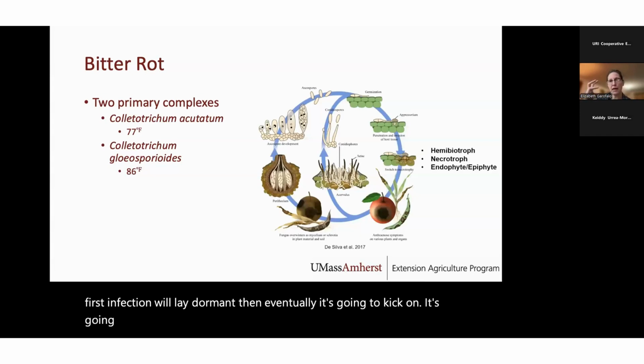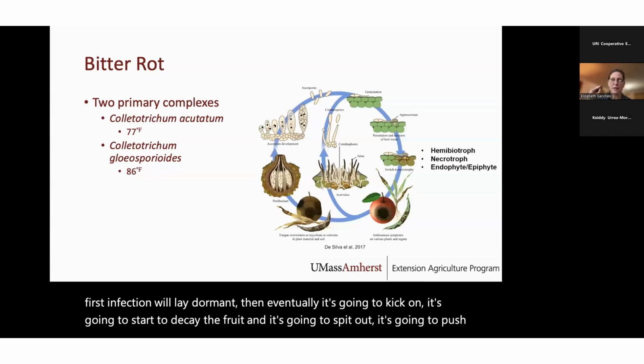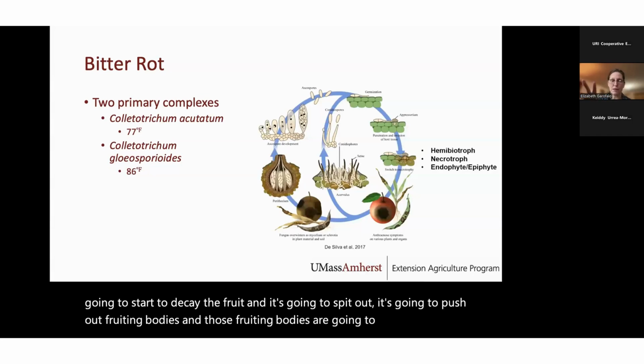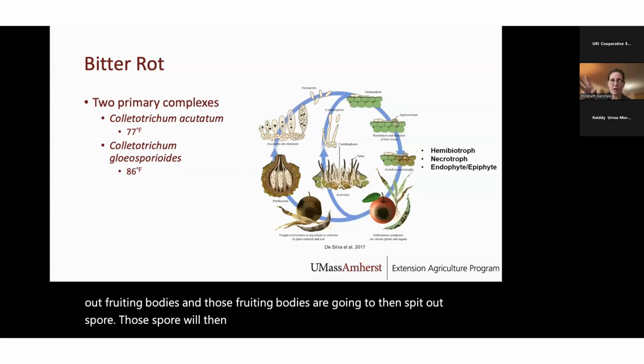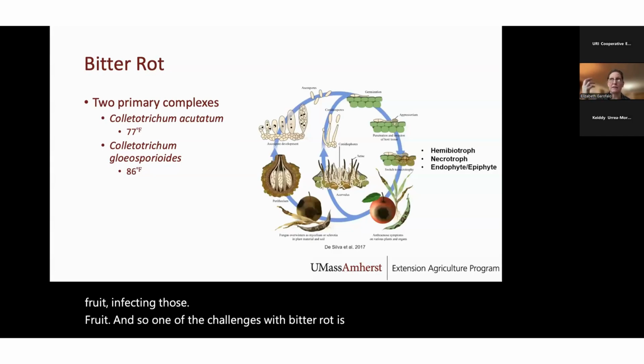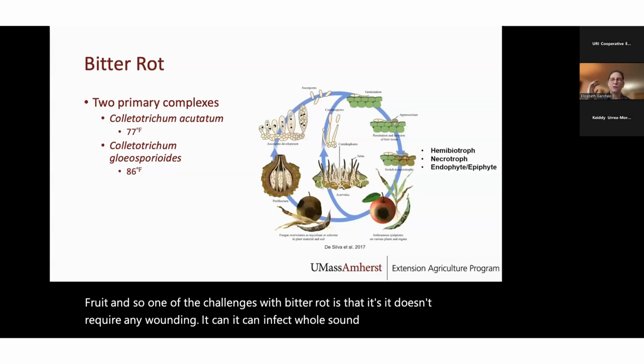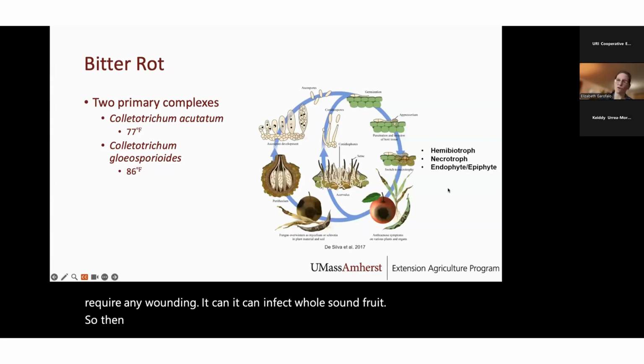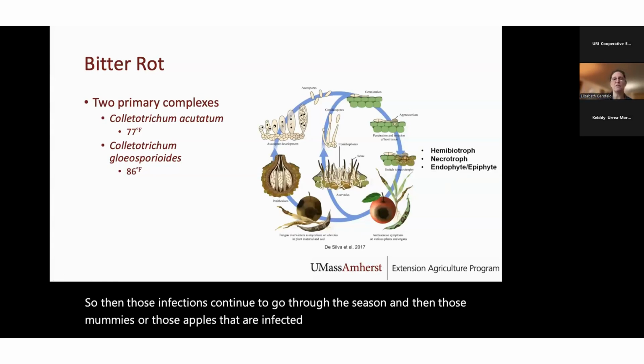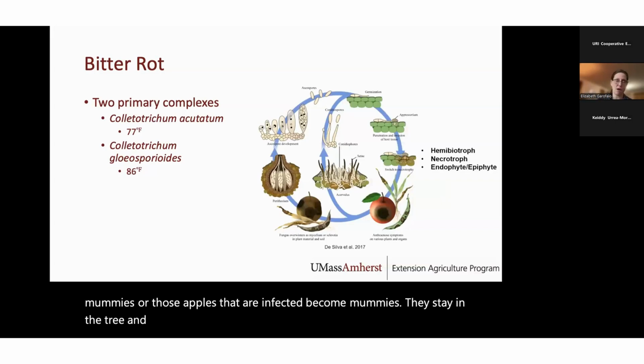It's going to start to decay the fruit, and it's going to push out fruiting bodies, and those fruiting bodies are going to then spit out spore. Those spore will then splash disperse within the canopy onto clean fruit, infecting those fruit. And so one of the challenges with bitter rot is that it doesn't require any wounding. It can infect whole sound fruit. So those infections continue to go through the season, and those apples that are infected become mummies. They stay in the tree, and then next year there's your source of inoculum already there, ready to go.